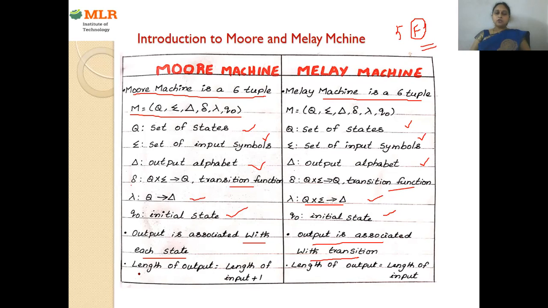Now the length of the output. Suppose a string of some input length is given. Then the output you get in a Moore machine will be the input length plus 1. Suppose the length of the string is 2, then I get an output of length 3. In a Mealy machine, the length of the output equals the length of the input, that means both are equal. This shows the difference between Moore and Mealy machines.